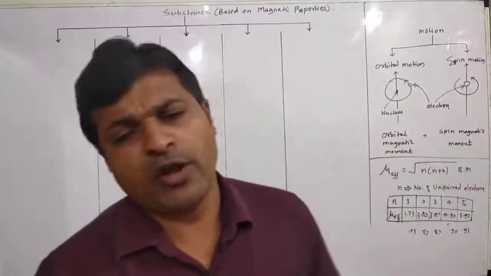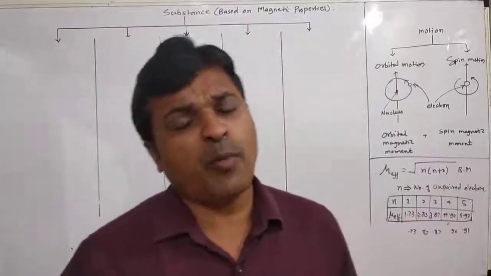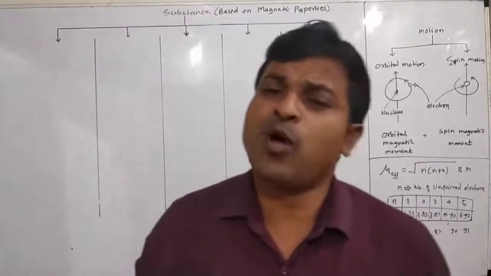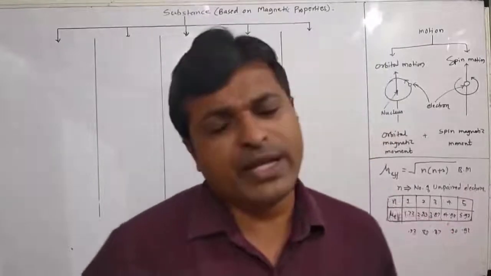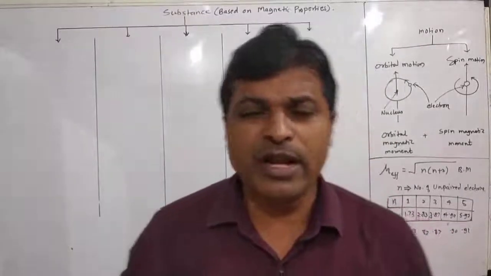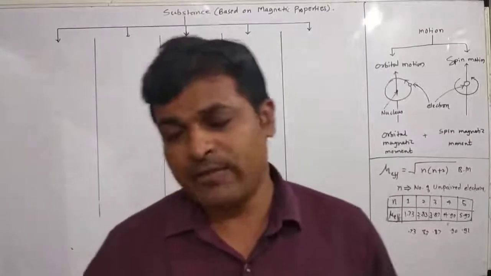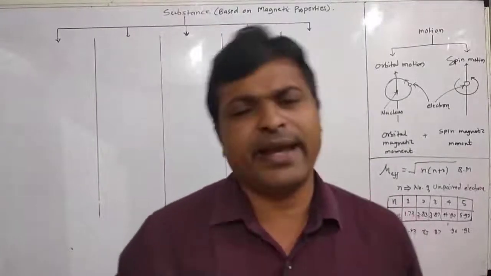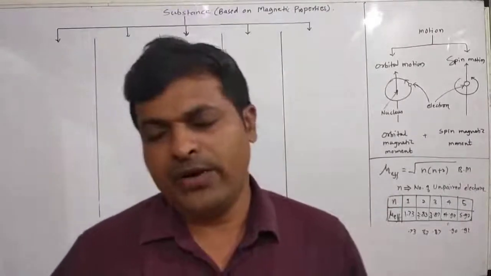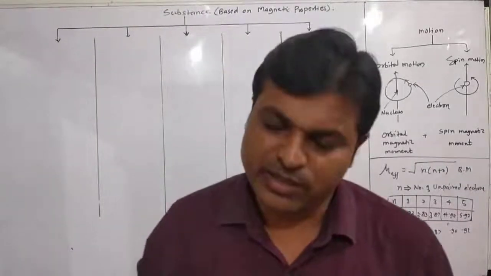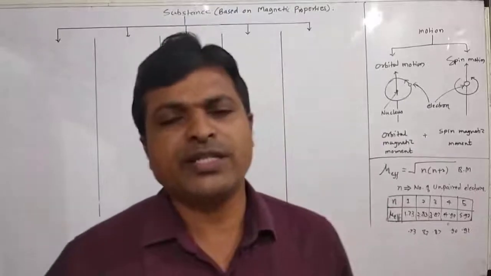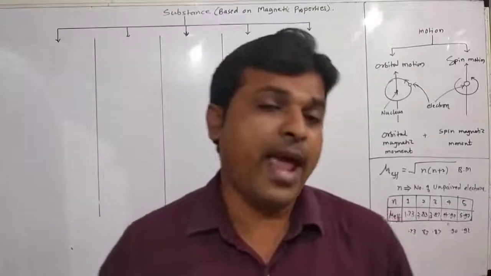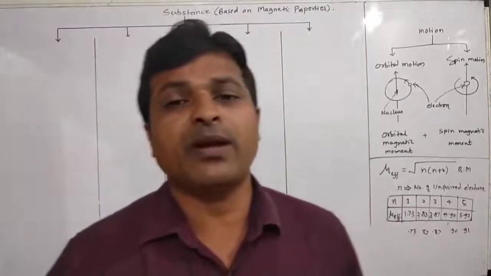In the previous two lectures, we already discussed one of the physical properties, that is electrical properties, that is conductivity. On the basis of electrical property, we classify substances into three types: conductors, insulators and semiconductors. Again, semiconductors are classified into intrinsic and extrinsic semiconductors. Extrinsic semiconductors are again classified into N and P type semiconductors.